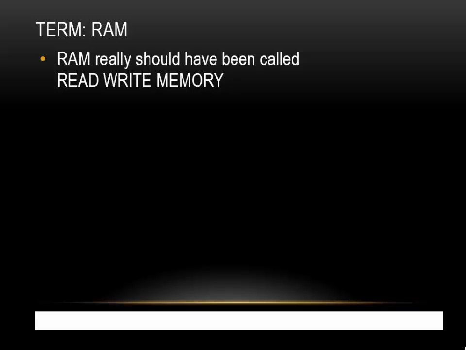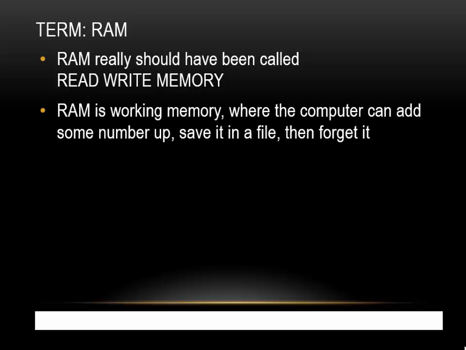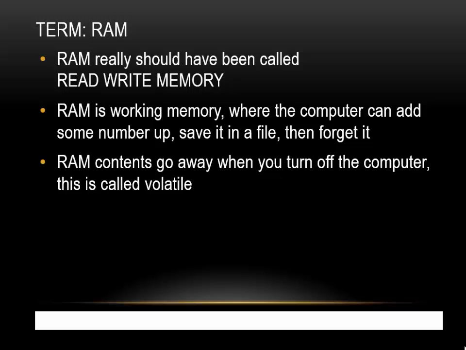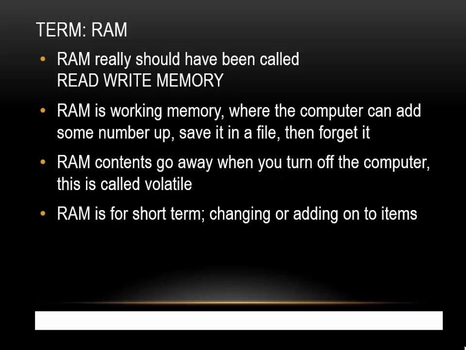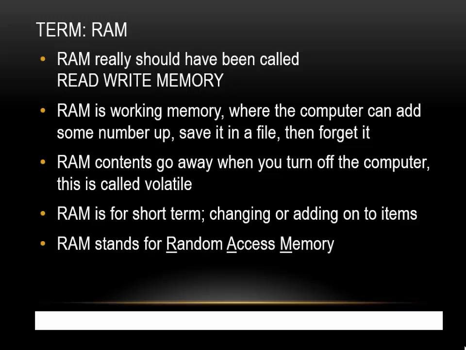Term: RAM. RAM really should have been called read-write memory. RAM is working memory, where the computer can add some numbers up, save it in a file, then forget it. RAM contents go away when you turn off the computer. This is called volatile. RAM is for short-term, changing, or adding on to items. RAM stands for Random Access Memory.